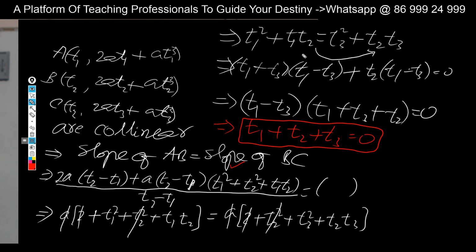Now we are factorizing it. This is t1 square minus t3 square, which is brought to the other side. t1 square minus t3 square, a square minus b square, is a plus b into a minus b. And here bring this to the other side, take t2 common. You get t1 minus t3 common here, and within the brackets you get t1 plus t2 plus t3 is equal to 0, which is the final condition you have got. Okay, in the simplification you have to take care.